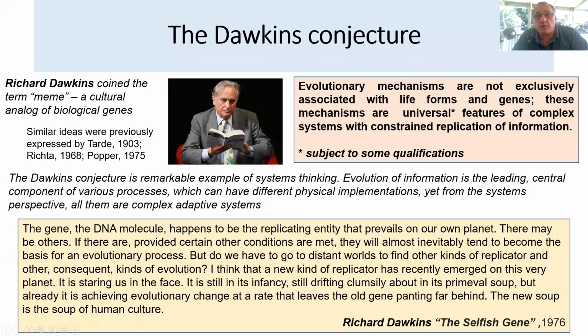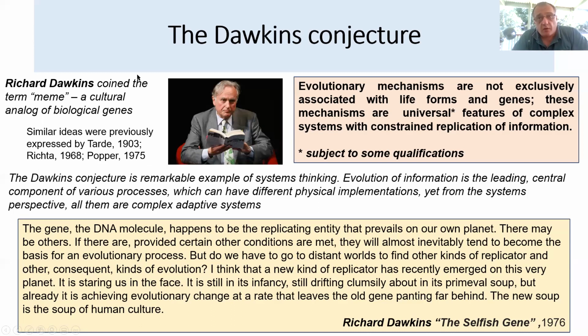The basis of the evolutionary approach to technological development is a certain set of ideas which have been introduced by many prominent thinkers. But probably it was expressed by Richard Dawkins in the most articulate and direct way, and that's why we call it the Dawkins conjecture. This statement was made by Dawkins first in his book, The Selfish Gene.